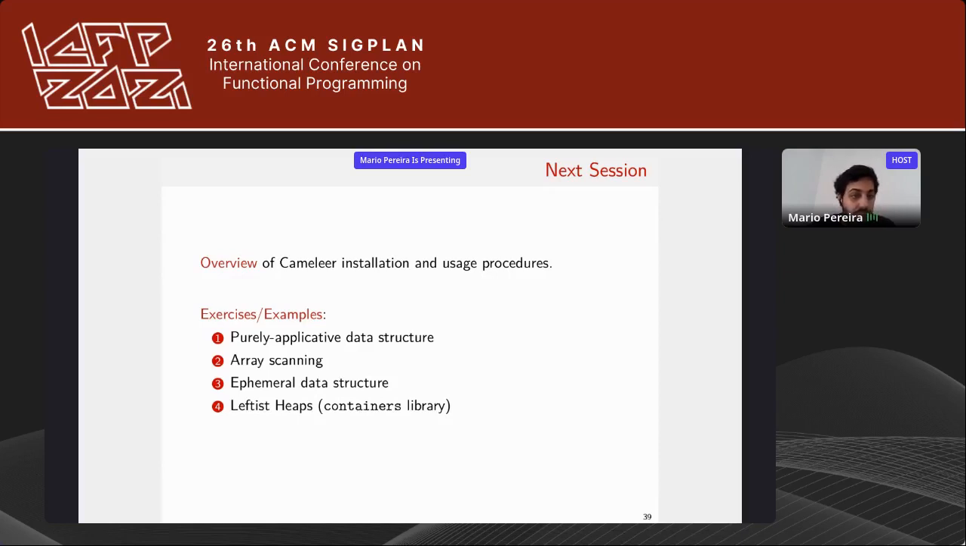I'll start with a very simple pure replicative data structure, then some examples where you are doing array scanning as an OCaml function, so you need to provide a proper loop invariant. Spoiler alert, I'm doing this with a while loop. Then I'm going to show you a possible implementation for the queue data structure that I've been talking about today, and how to prove it with Cameleer.